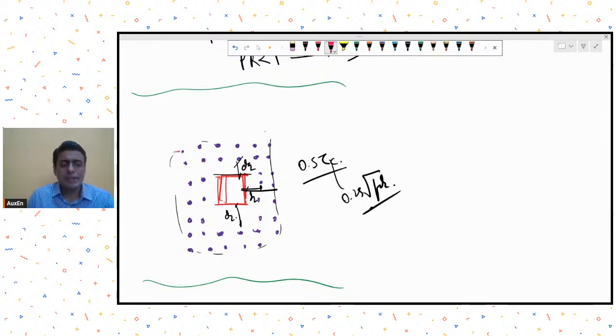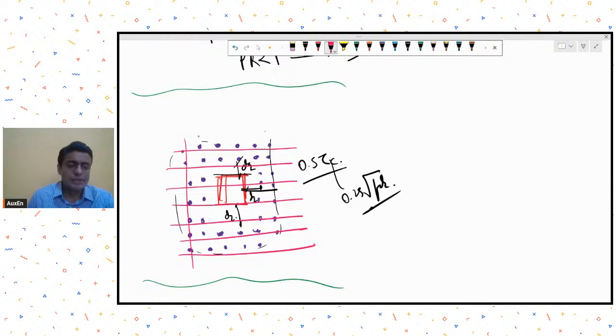Of course, these links are connected to the bars that you have placed in your flat slab. There will be bars in both directions, and these links usually will be connected to these bars. Got it? This is one way of doing it.